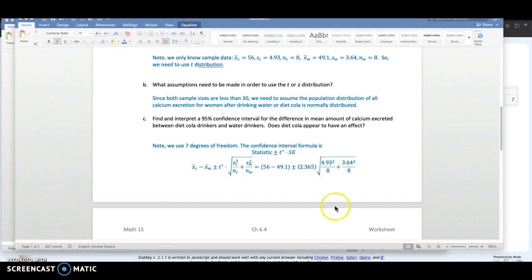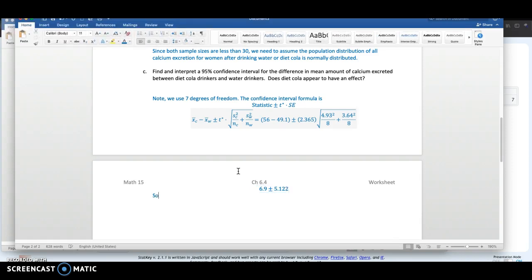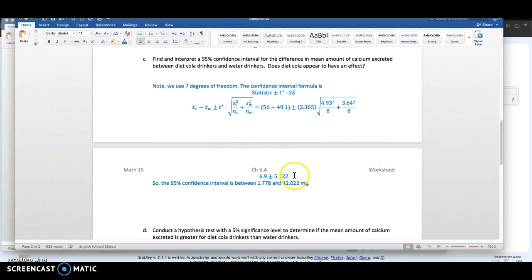All right. And we end up getting, goes through the calculator, approximately 6.9 plus or minus 5.122. And if we write this down, the 95% confidence interval is between 1.778 and 12.022 milligrams. I might want to double check my calculator. This might be slightly off, maybe the third decimal. The process here is correct. And I want to interpret this in a second.